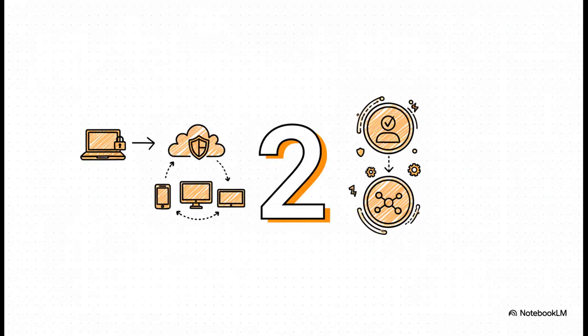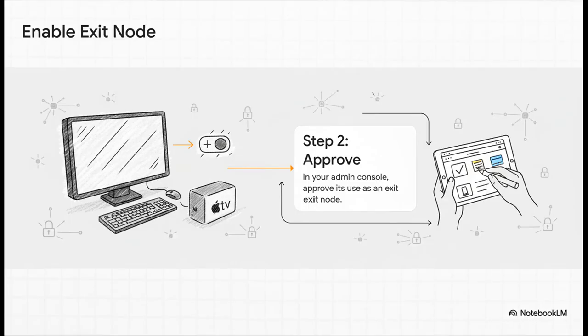And the best part? Setting this whole thing up is ridiculously easy. It's literally 2 steps. First, on the device you want to be your exit, let's say it's your home desktop, you just flip a switch to advertise it as an exit node. Then you hop into your Tailscale admin page and approve it. That's it. From that point on, any other device on your network can choose to use it.